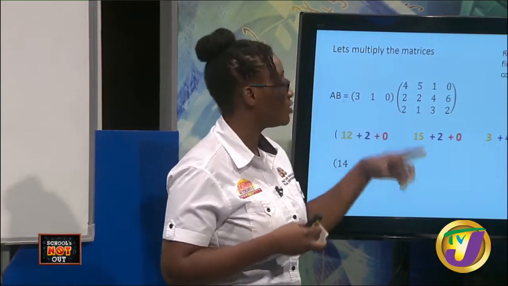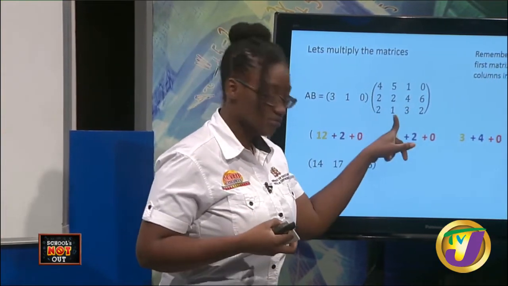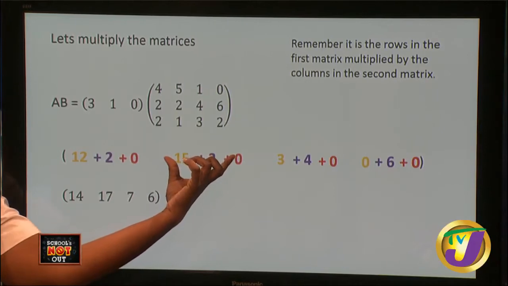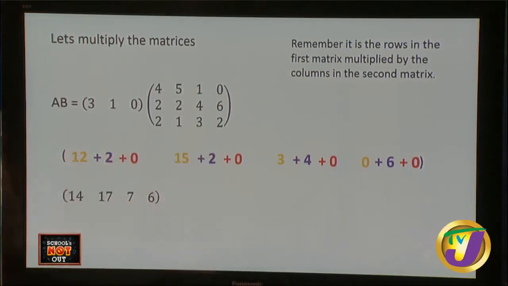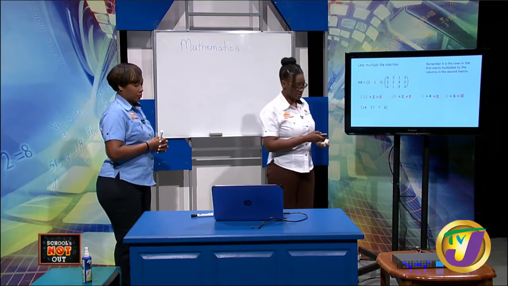So let's look at the second one. We have still row 1, and we're looking at column 2. And the results go in row 1, column 2. We pretty much follow that same trend. We will get to explore this a little bit more when we go further into the lesson.